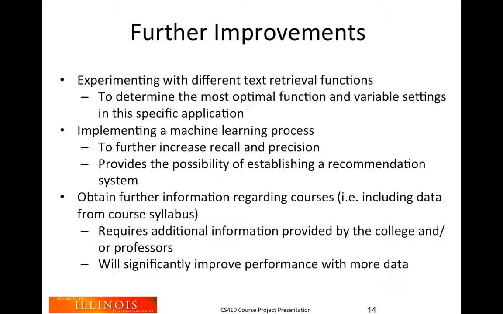There are many ways to further improve our current project. The first one is that we can experiment with different text retrieval functions and see which one is optimal. Currently we are using a vector space model. Second, we can implement a machine learning process to further increase recall and precision. And also, the machine learning process can provide the possibility of establishing a recommendation system.